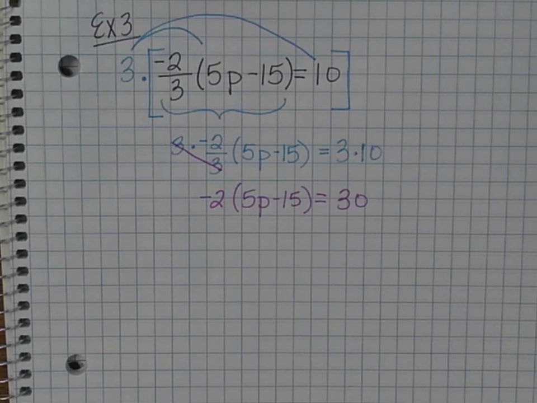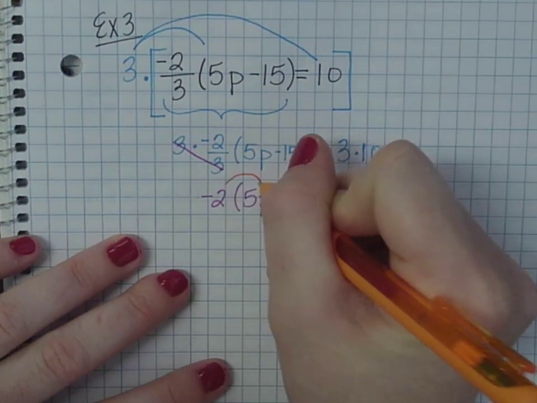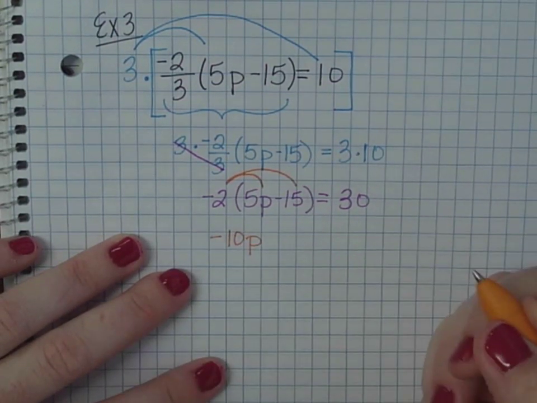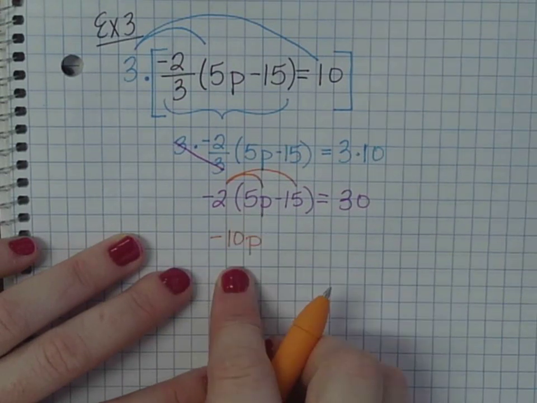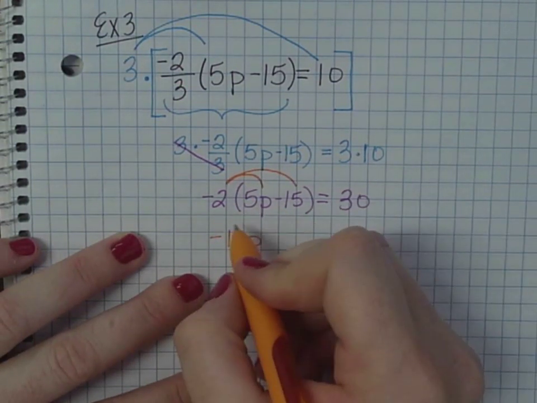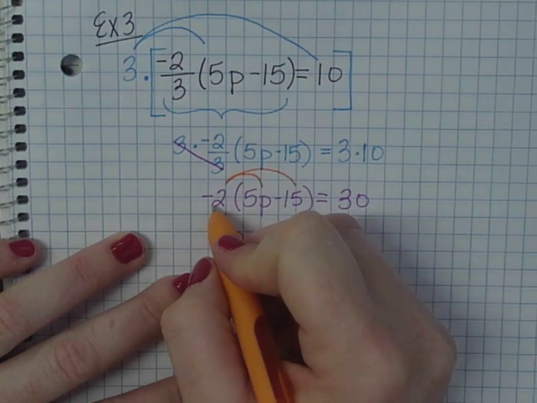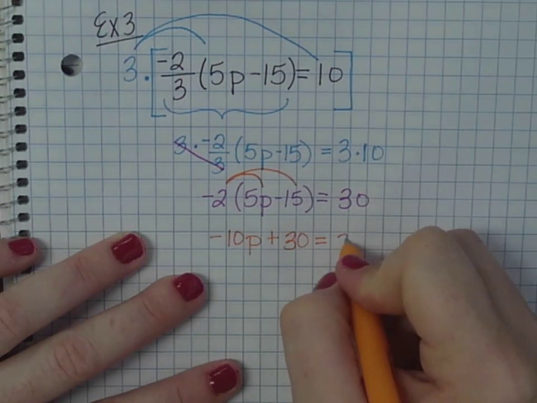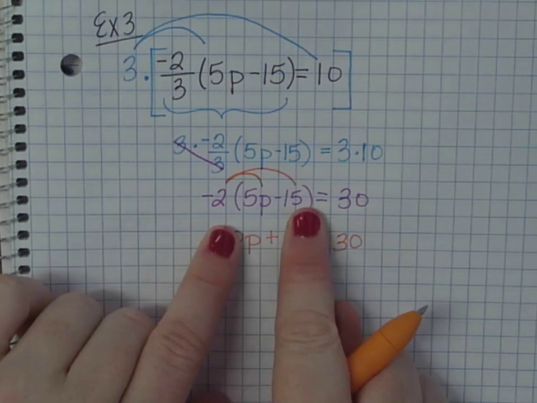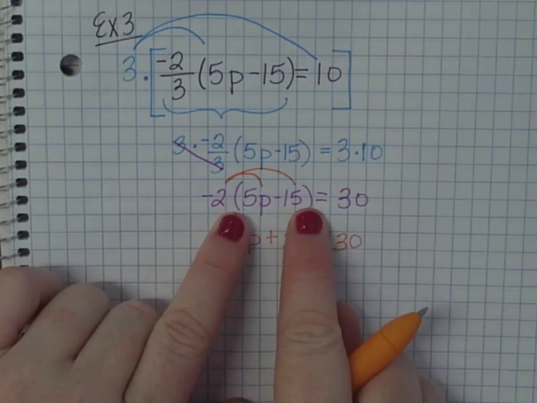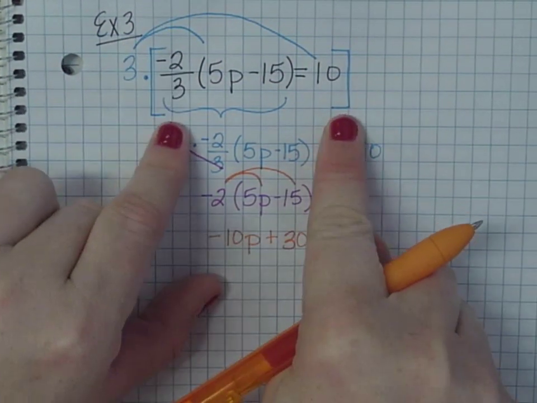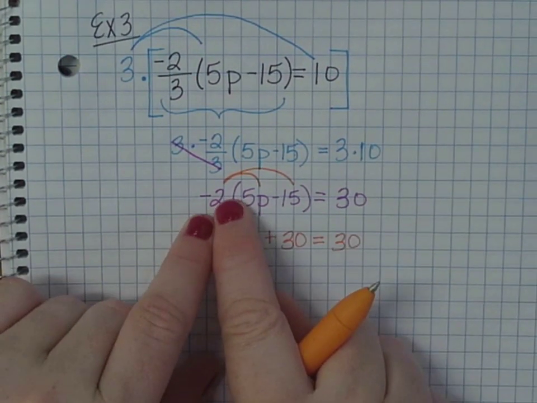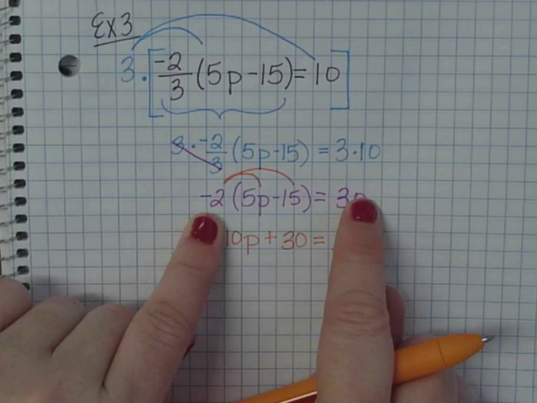Okay, now go ahead and distribute. So it'd be -10p, because -2 times 5 is a -10p. Then a negative times a negative is a positive. 2 times 15 is 30. Equals 30. Now notice the difference here. This is the distributive. The parentheses were right here. That's why I use the brackets when I'm multiplying into everything. This -2 is not multiplying by the 30.